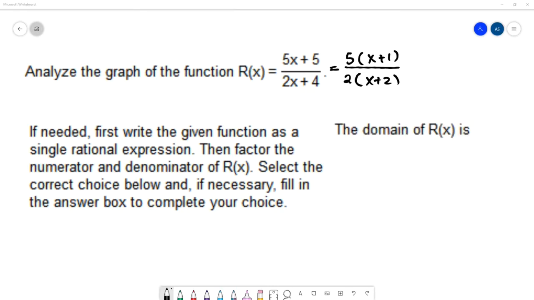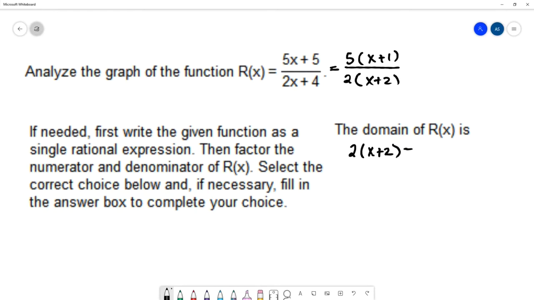So next we're going to look at the domain of this rational function r of x. And with rational functions, we have one concern, and that is the denominator. The reason why the denominator is a concern is because dividing by 0 is undefined. So with rational expressions that have a variable in the denominator, you have that possibility of creating a 0 in the denominator.